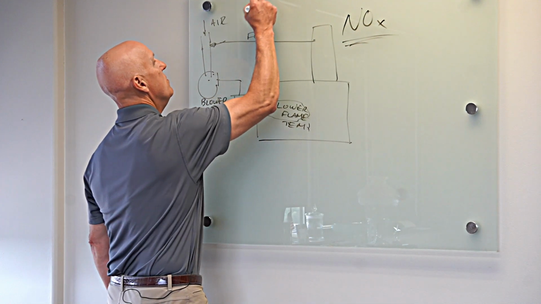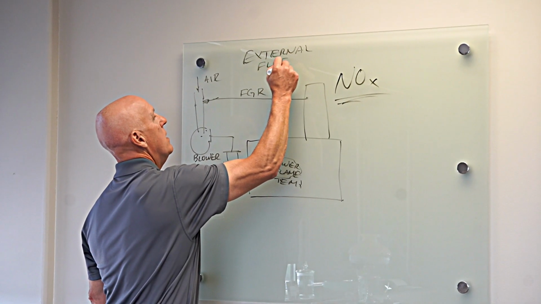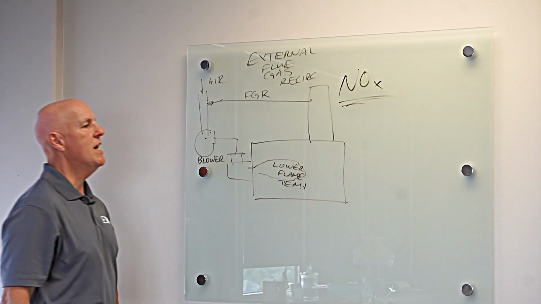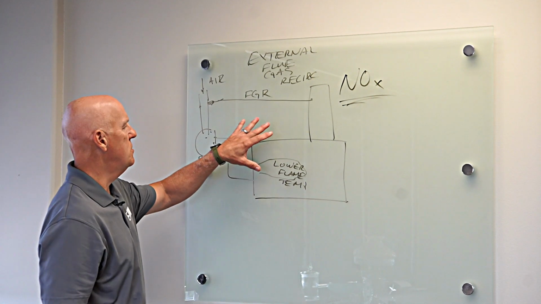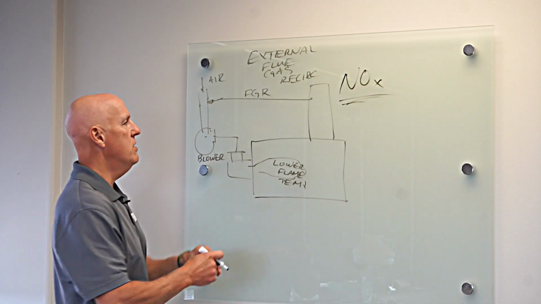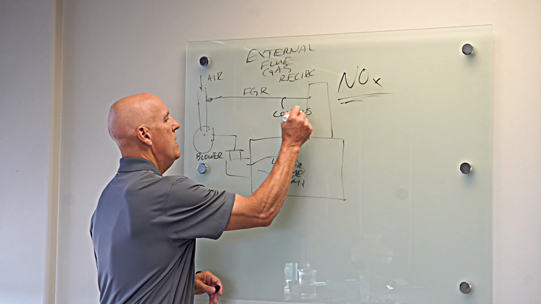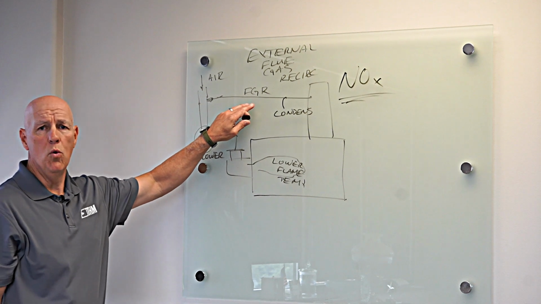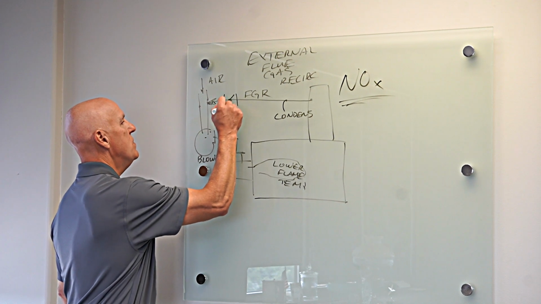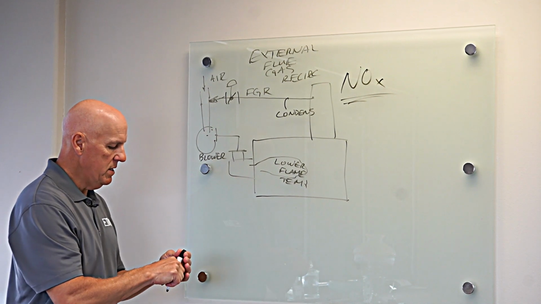This is called external flue gas recirculation, okay? It's kind of a brute force method of lowering NOx emissions in a heater. So you've got some potential problems here. You get condensation, and if it gets condensation, maybe in a cold climate, that could freeze. I've got some controls issues here. I need to put some controls in here to control how much I bring back. So you have a system that can be a little complicated.